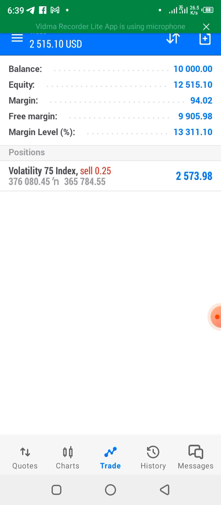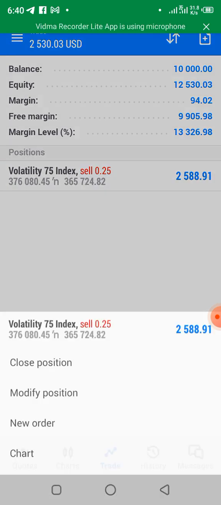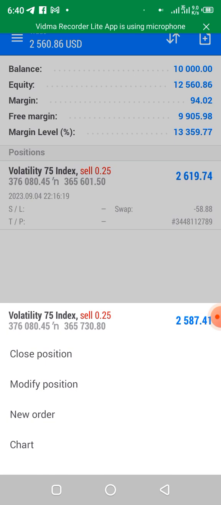You click and hold on it. All right, if you do that, this will pop up. Then you will see close position, modify position, new order, chart. If you click on close position, the position will close. Okay, if you click on modify position, let's start from charts. Let's start from the one at the bottom.